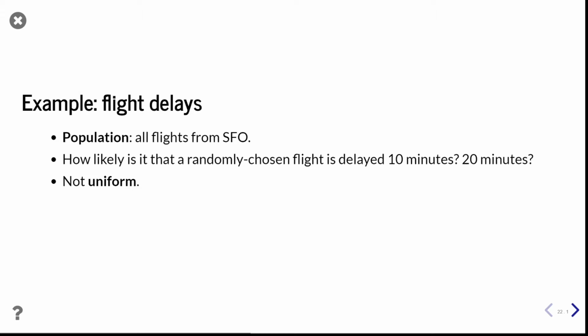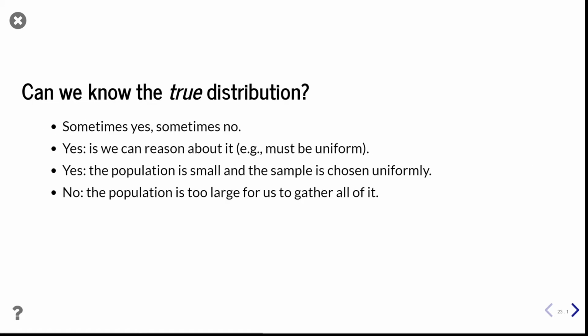So if we were to visualize the distribution here, or how likely it is for each length of delay, we would see a non-uniform distribution, that some delays are more likely than others. And we'll see this actually in just a few slides. So the question is, can I always know what I'll call the true distribution, which is that thing which tells me how likely each outcome is? It gives me all of the possible outcomes and the probability associated with each. And the answer is sometimes yes, I can, and sometimes no, I can't.